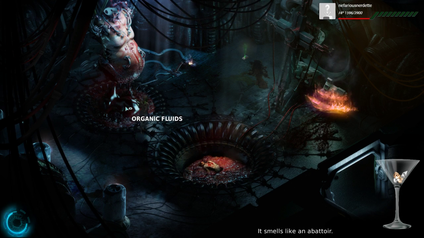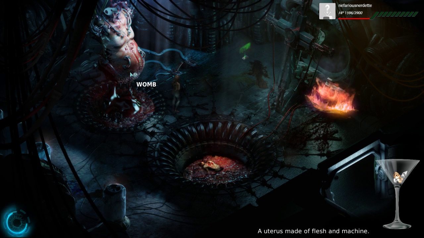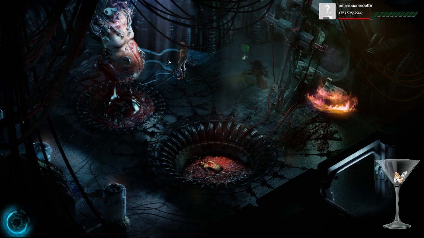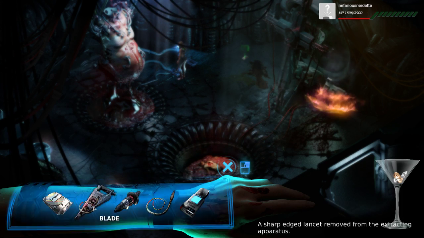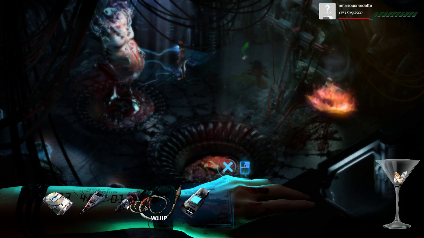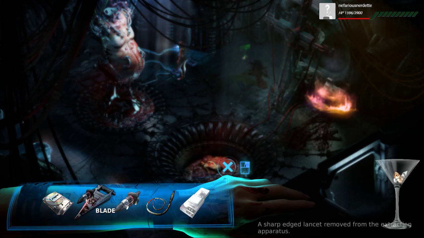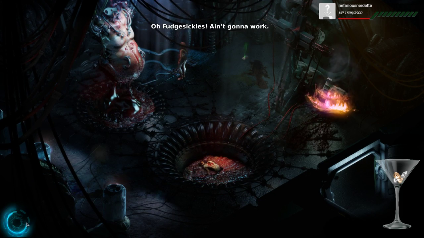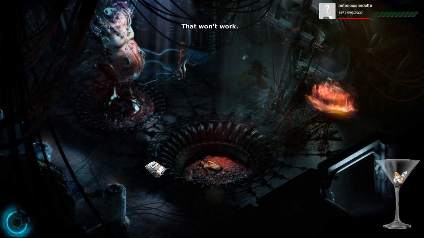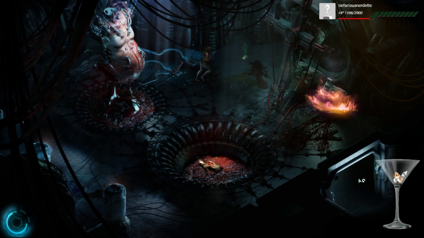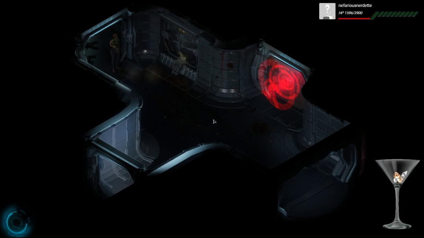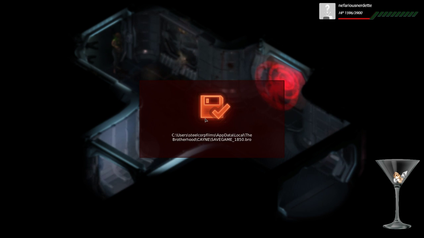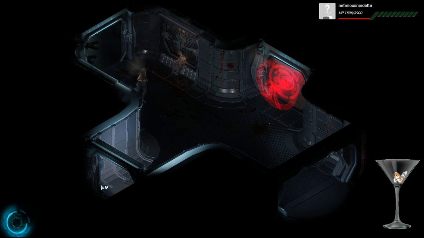Organic fluids. Take a look at that. Seems like a bad idea. Fudgesicles, that ain't gonna work. It won't work. Alright. Well, fair enough. Actually, hold up. Yeah, go back out. It's fine. Because we got another room we can go into, at least. Before I do that. Save. Alright, what's in here?